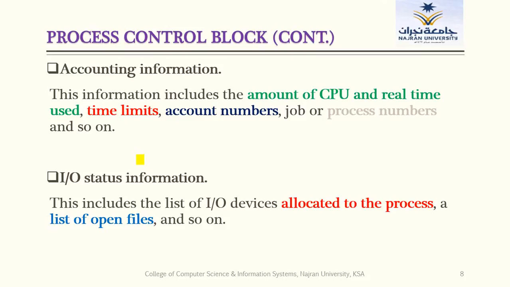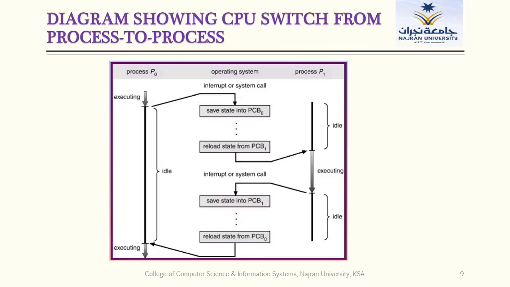Then we have accounting information, and this includes the amount of CPU and real time used, time limits, account number, job number, process number, and all the information related to accounting, which will also be part of the process control block. Then we have I/O status information, which includes the list of I/O devices allocated to the process and the list of open files, so everything related to input and output. We need to store this information, which will be part of the process control block.